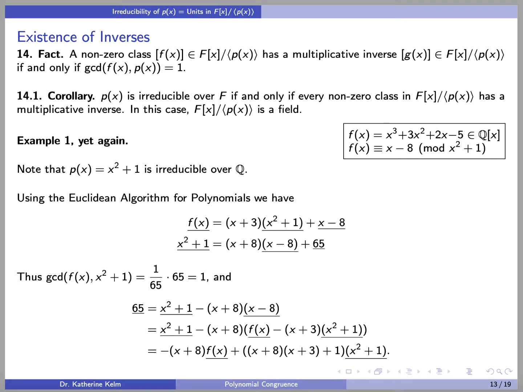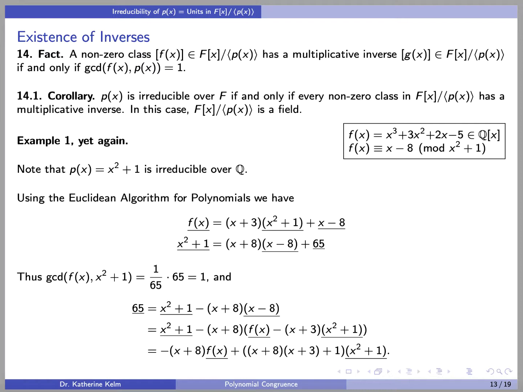So looking at example 1 yet again, note that p of x equals x squared plus 1 is irreducible over Q. Using the Euclidean algorithm for polynomials, we've already seen that f of x is equal to x plus 3 times x squared plus 1 plus x minus 8.